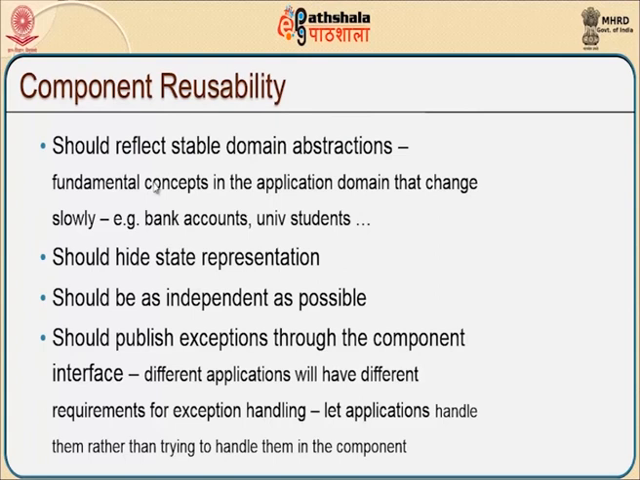If you look at component reusability, it should reflect stable domain abstractions, some of the fundamental concepts in the application domain that change slowly, for example bank accounts, students of the university, etc. It should hide state representations, should be as independent as possible, and should publish exceptions through the component interface. That means different applications will have different requirements for exception handling, so let applications handle them rather than trying to handle them in the component.